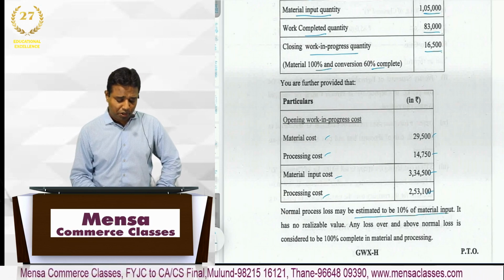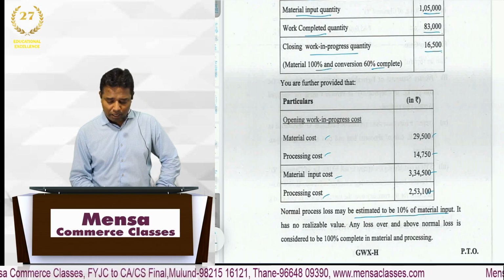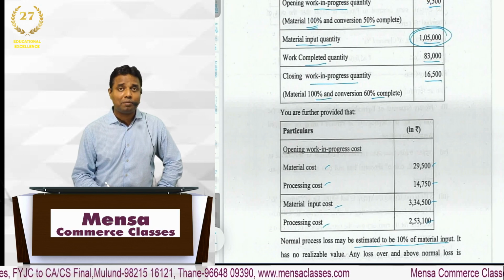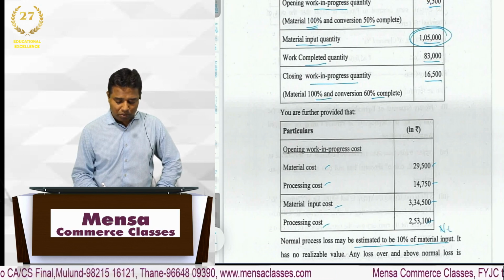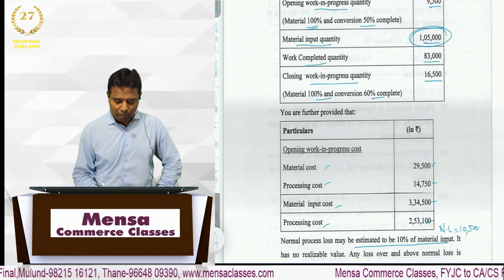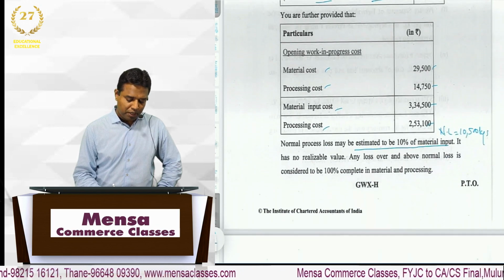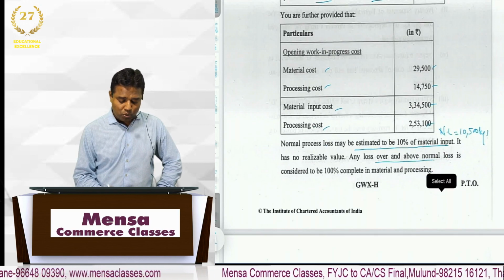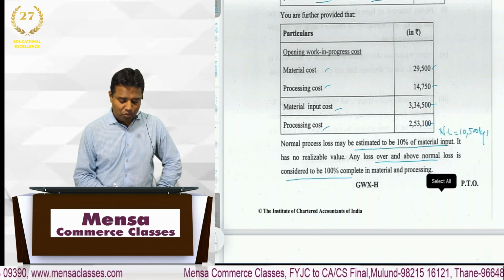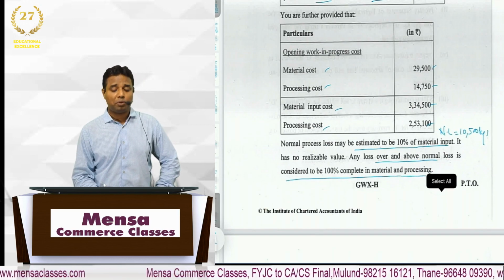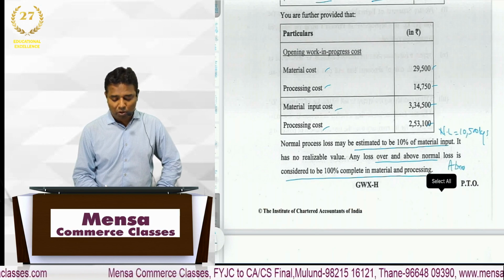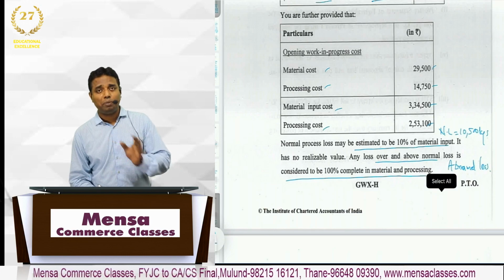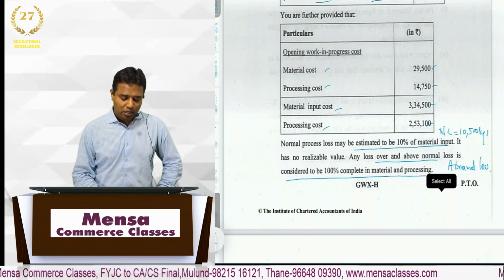So whatever is your input of raw material, 10% is normal loss. So how much was our input? Our input was 1,05,000. So normal loss will be 10%, that will be 10,500 kgs. It has no realizable value, so scrap value is 0. Any loss over and above the normal loss is considered to be 100% complete in material and processing. If they are talking of abnormal loss, they are saying abnormal loss is to be considered fully processed and all material consumed.